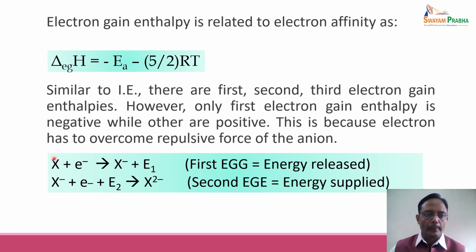For example, if I want to add one electron, the first electron is added to an isolated gaseous atom, and since it is added to the atom, energy is released. So this enthalpy is negative. But if I want to add one more electron, there will be repulsion between the two negative charges: one of the anion which is formed, and second the electron which I want to add to this particular ion. For that I will have to supply energy to form this di-negative anion, and as a result the second electron gain enthalpy is always the energy supplied, and so it is always positive.